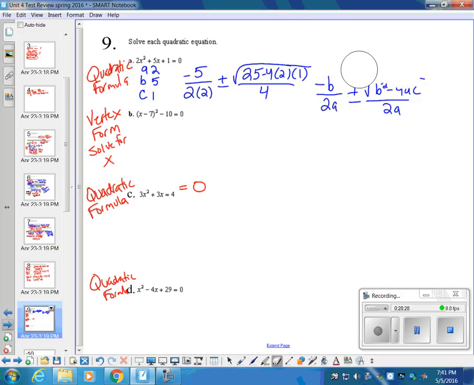Now I'm going to get that out of my way. Y'all got that written down a lot of places. It's up on the front board too. All right, so we got a negative 5 over 4 plus or minus 25 minus 8 gives you what?